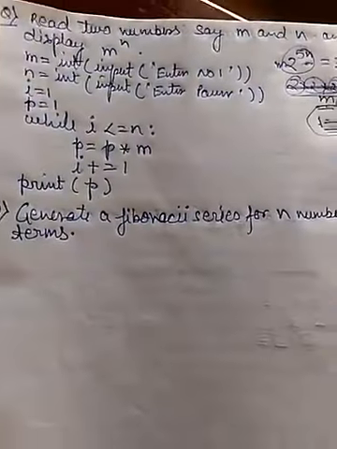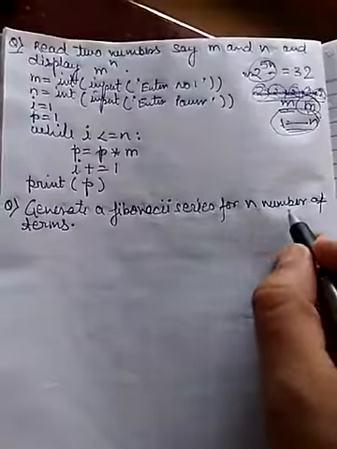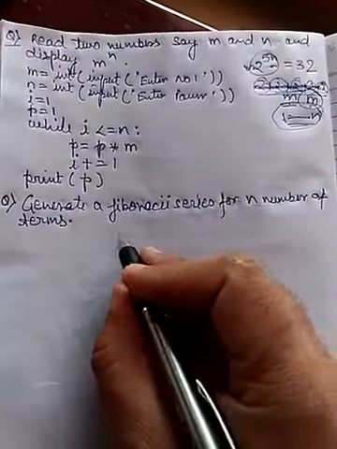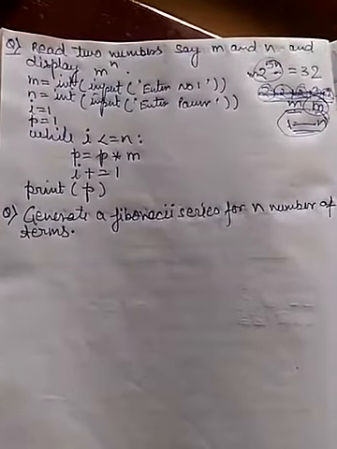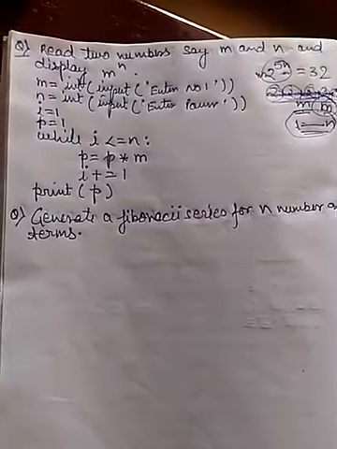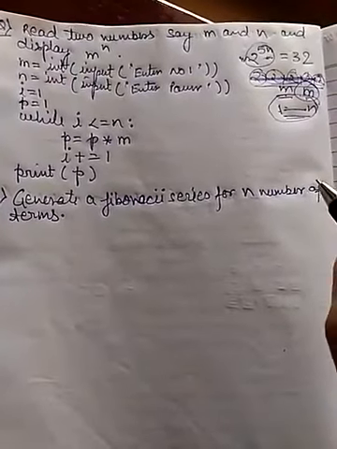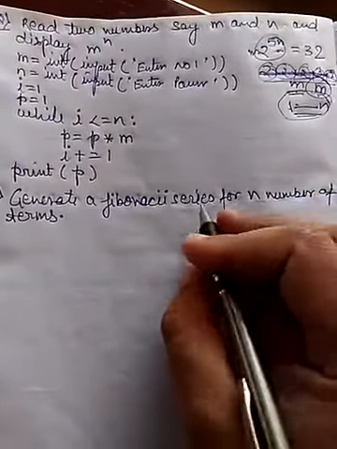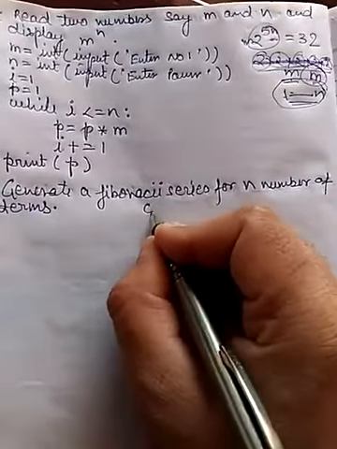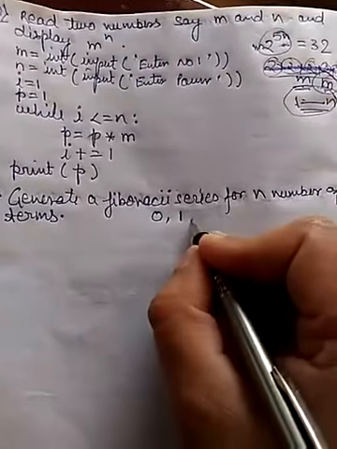Now the last question in this session: we have to generate a Fibonacci series for n number of terms. It is a very popular question you will find in all exams, from class 11th till BTech. This question comes everywhere. It is a very favorite question and has very important logic. What is the Fibonacci series? It is a series which starts from 0 and 1, meaning the initial values are 0 and 1.